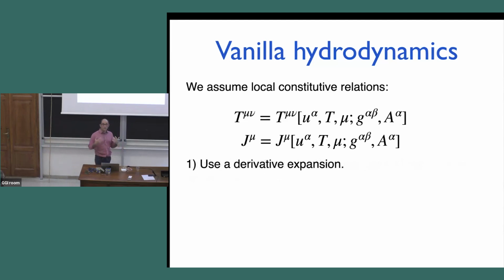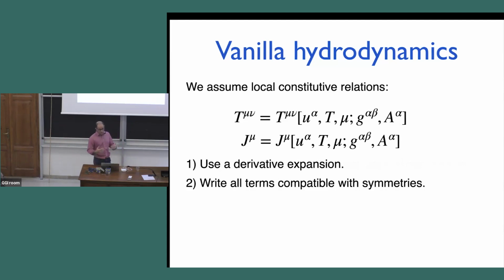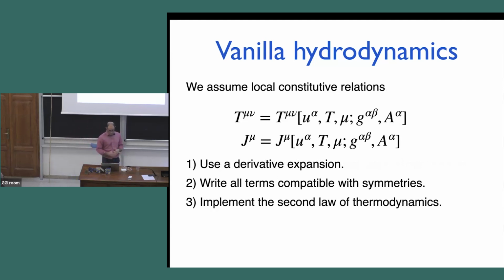First thing, we use what's called a derivative expansion, which I'll go over. It means that we write the constitutive relations as a series expansion in derivatives. Once we do that, we write down all possible terms that are compatible with the symmetries, and then we use the second law of thermodynamics. Once the equations of motion are satisfied, we expect entropy to increase, and we have to implement that, which turns out to constrain the possible constitutive relations.